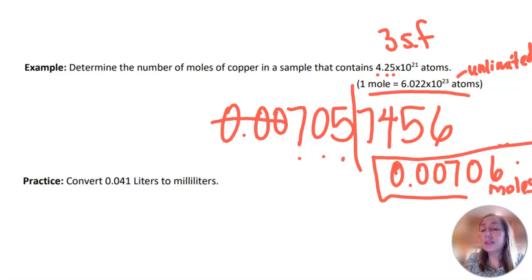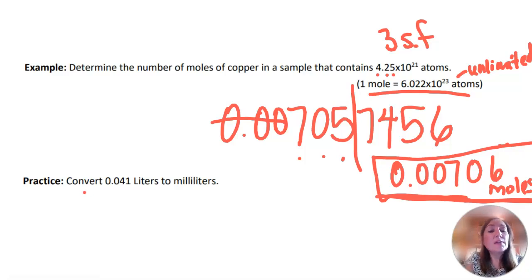We always want to have a unit on our answer because we want our numbers to have meaning in chemistry. So it's really important that we all get the same answer. 0.00705 wouldn't be correct. 0.0070575 wouldn't be correct. We've got to have the exact same answer here because all of our rules tell us exactly what the answer should be.